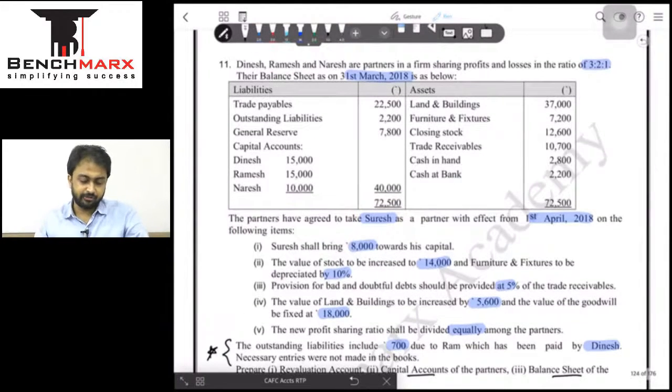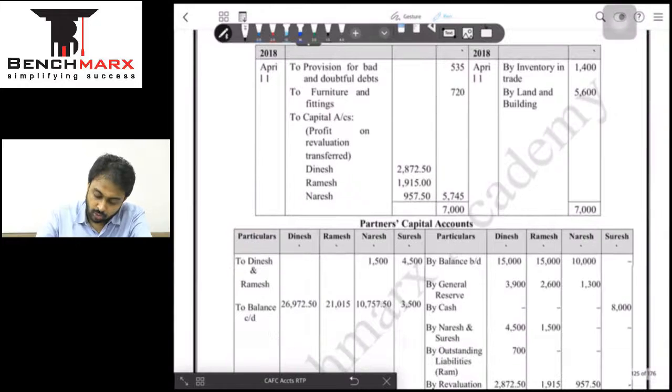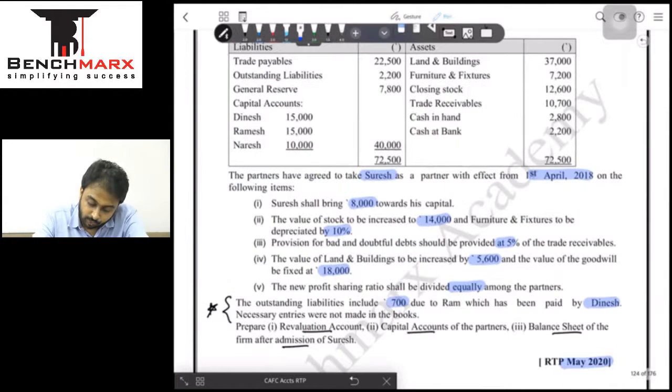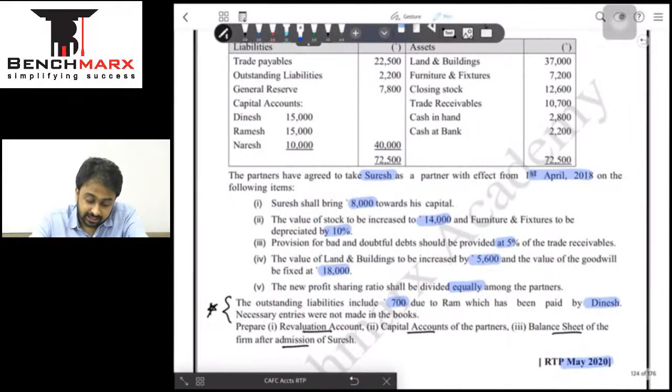We normally start from posting the opening capitals in the partner's capital account. So it is by balance brought down by the partners, appears to be Dinesh, Ramesh and Naresh. This is capital brought down. I think Suresh brings capital of rupees 8,000, that is cash account debit to Suresh capital, that is here 8,000 cash. ठीक है. Existing reserves appears to be 7,800.